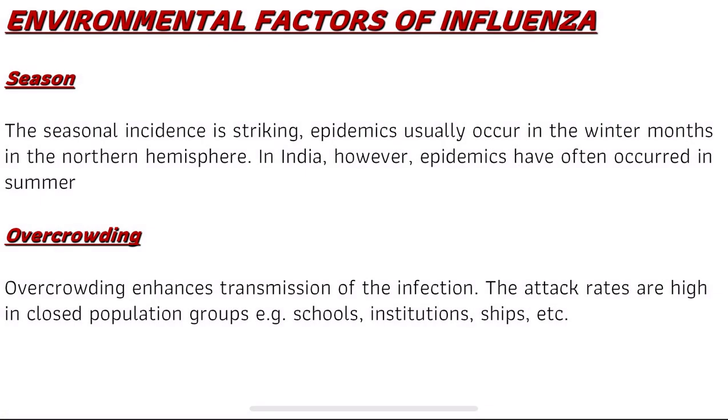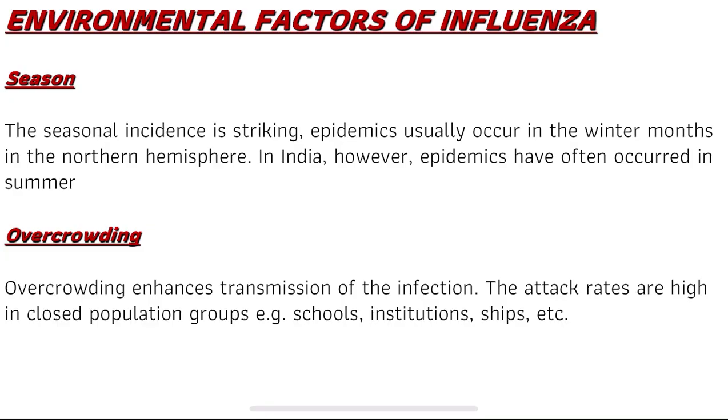Moving further to the environmental factors of influenza. Starting with the season. The seasonal incidence is striking. Epidemics are usually seen in the winter months in the northern hemisphere, whereas in India, the epidemics have occurred also in summer. So we have to remember it is the epidemics occurring in winter months, and in India, it is also seen in summer seasons.